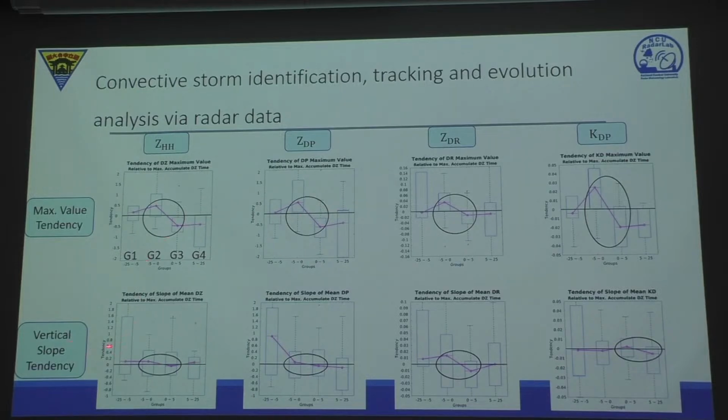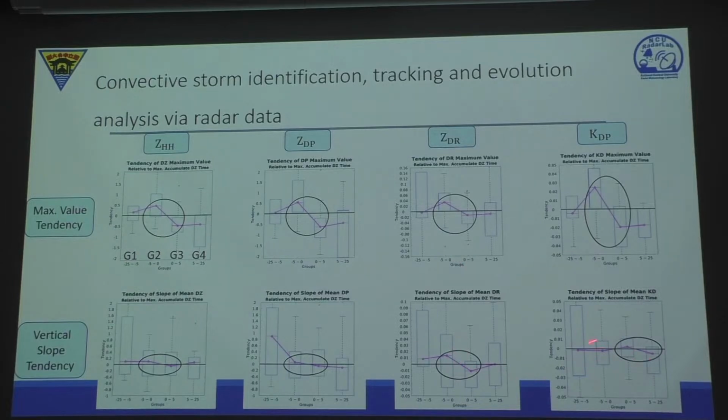We also take the vertical slope, because the vertical slope of the different variables shows different microphysical characteristics. For example, for the ZDR slope, if the vertical slope is positive, that means the bigger raindrops are lifted aloft by the vertical motion. So we found that, in the ZDR case, G1 and G2 always show a positive vertical slope tendency. That means the updraft is supporting the big raindrops aloft for a longer time. And once it passes the mature stage, it starts to decrease. That means the big raindrops start to descend to near the surface.